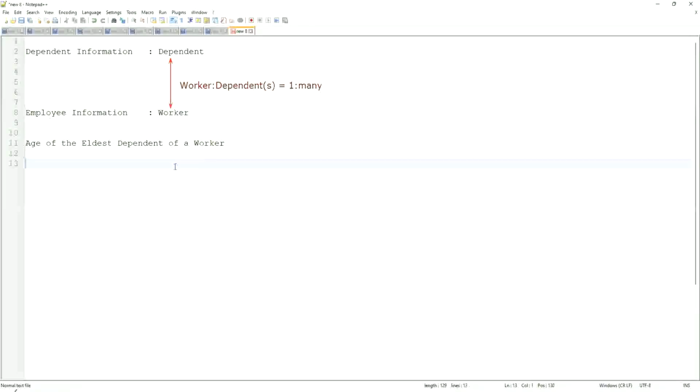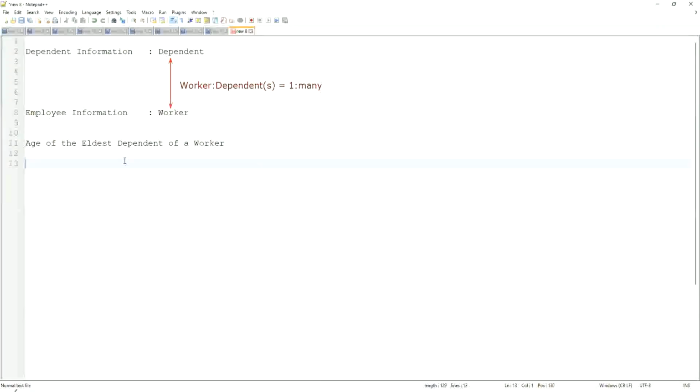Now, how would we do it using a calculated field? Let's break it down first. Age of the eldest dependent of a worker. There are two things to it. One is eldest dependent of a worker. And then age of the eldest dependent. Isn't it?